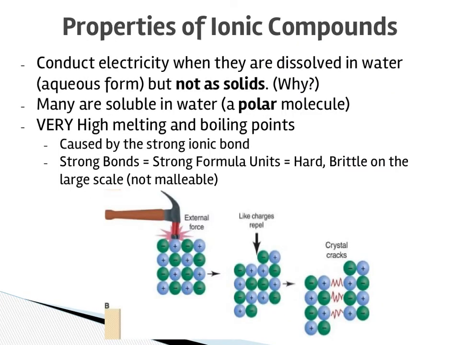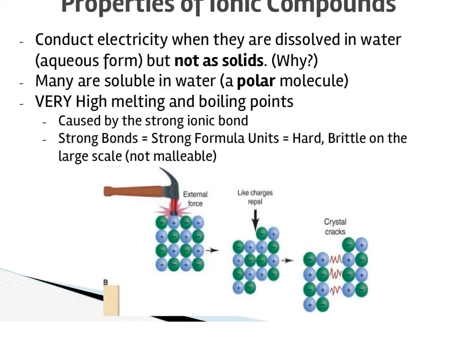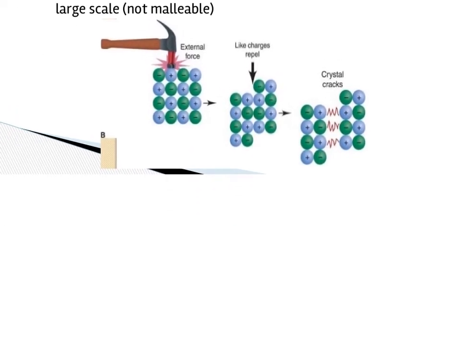Now let's think about that attraction. I'm going to first skip down and talk about why ionic compounds are not malleable. So they're not malleable. That means that they are brittle. They are easily broken. And really, if you look at this picture, this is exactly what you need.